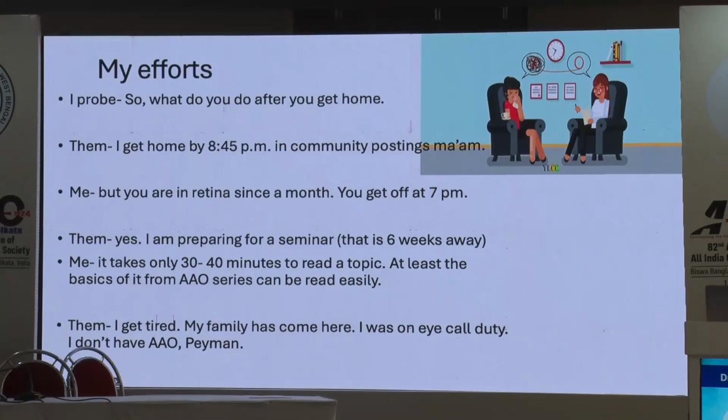So now my efforts in this direction, and I would like others' opinion on this, I probe. So what do you do when you get home? And they say, I get home by 8:45 in community postings. Then I say, but you've been in retina for a month, you get off at 7 p.m.